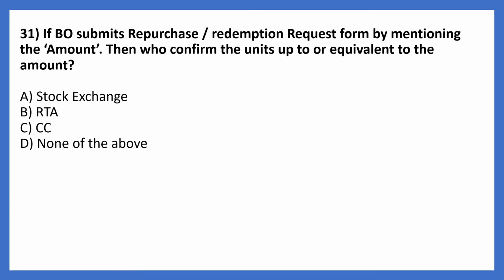If the BO submits a repurchase or redemption request form by mentioning the amount, then who confirms the units up to or equivalent to the amount? Option A, stock exchange. Option B, RTA. Option C, clearing corporation. And option D, none of the above. The correct answer is option B, RTA.